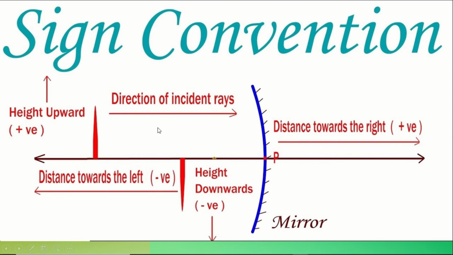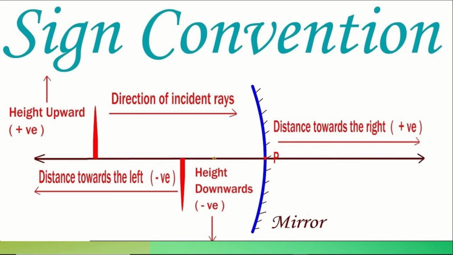Okay, so next, all distances parallel to the principal axis are measured from the pole of the mirror. So all the distances, whether it is object distance or image distance, are taken from this reference point P. From P, the distance of the object is taken as U, object distance. From P, the distance of the image is taken as image distance.